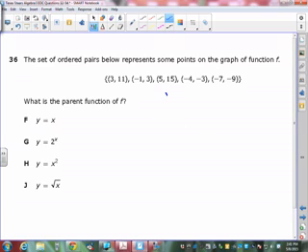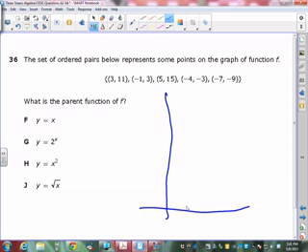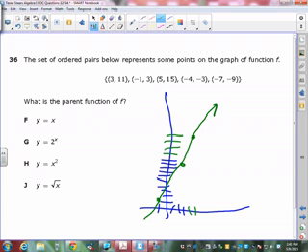This one, what I did was I started connecting these. 3, 11, -1, 3, 5, 15, and I hope that you do a better graph than that. But anyway, you'll see that they make a straight line. We know that this is linear, so it's got to be F.